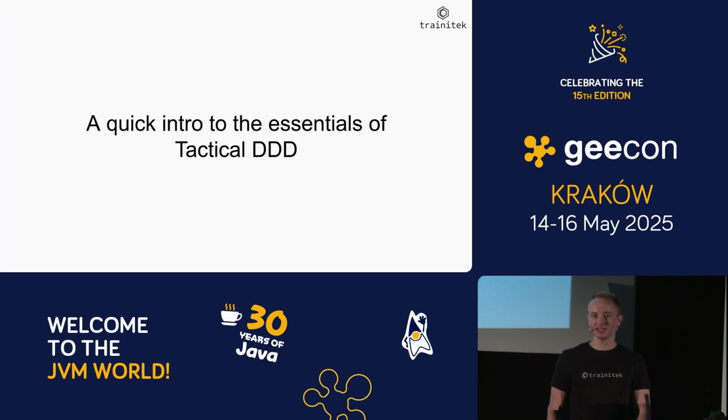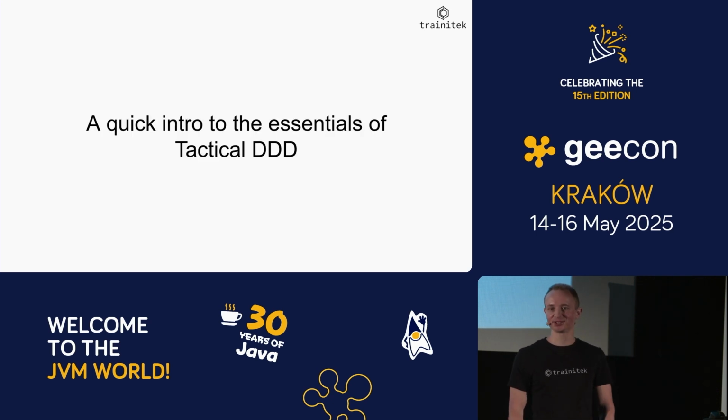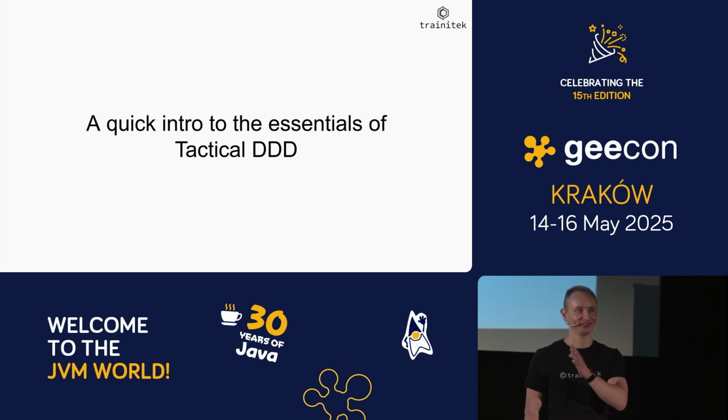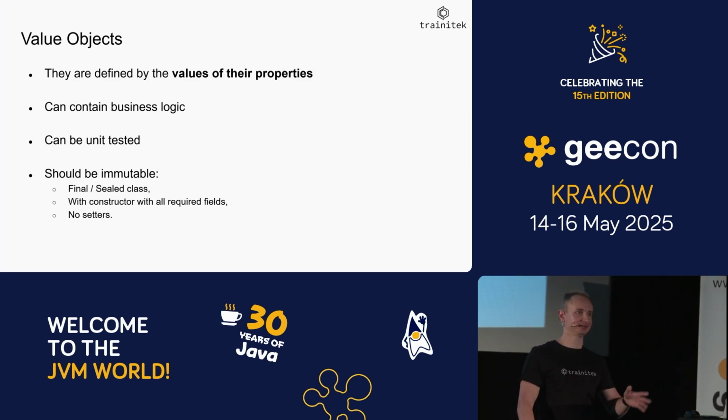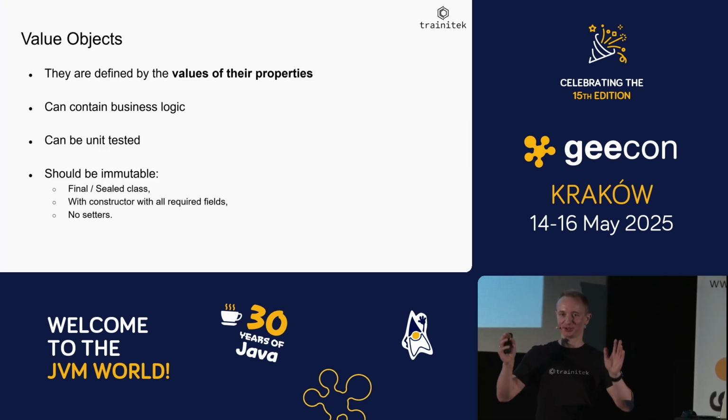All right, so let's continue and go to a quick intro of the essentials of tactical domain-driven design. And we'll be talking about value objects, entities, and aggregates. Real quick about value objects. I think almost everybody has heard about them, so I will go really quickly through them.